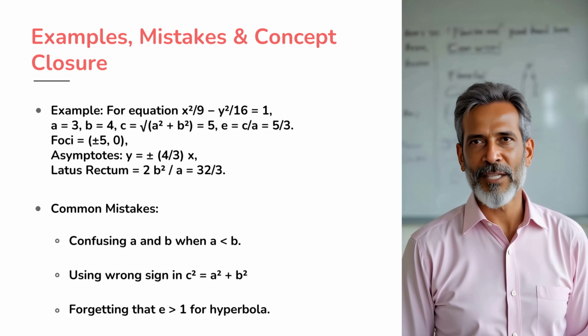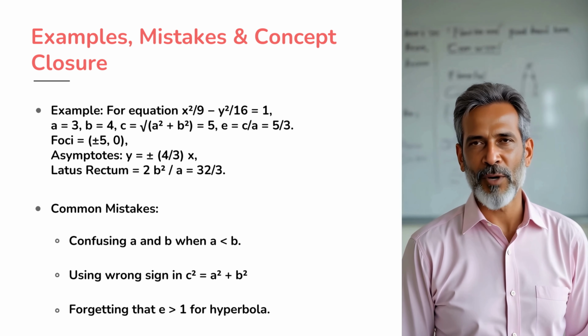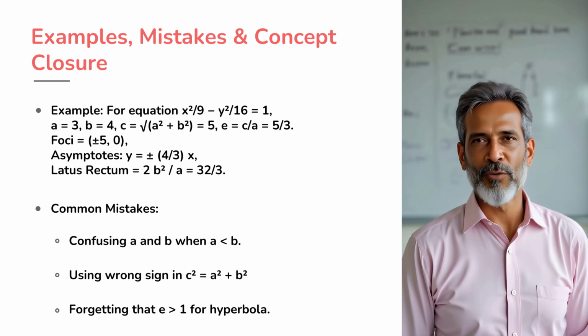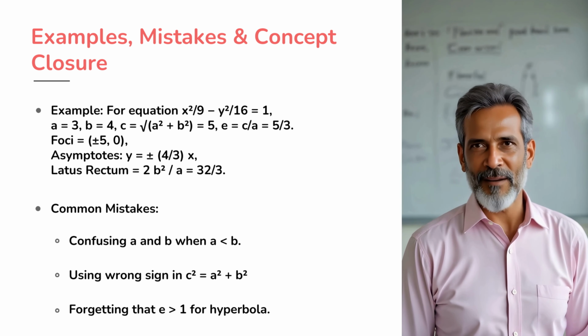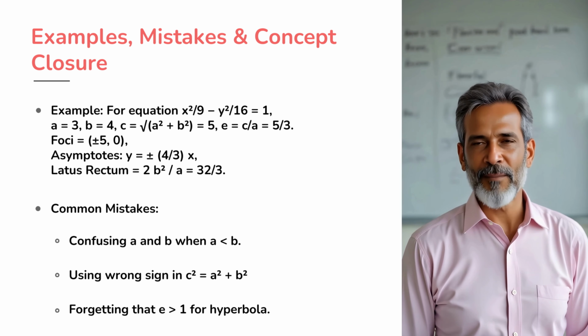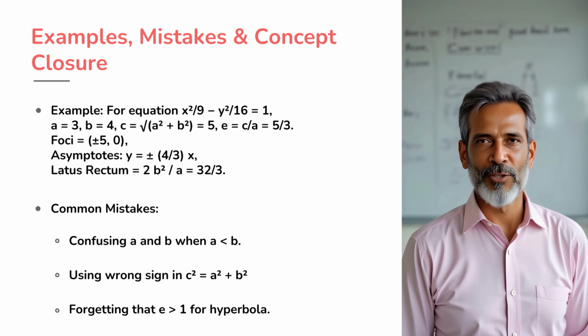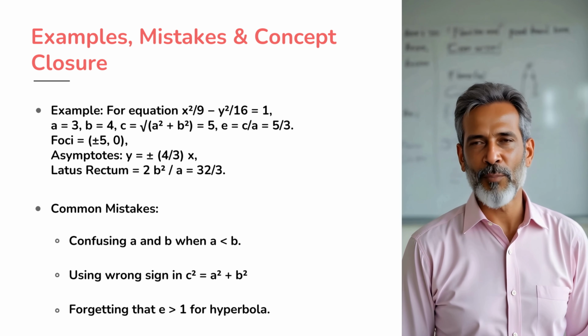Let's bring everything together. Example: for x squared by 9 minus y squared by 16 equals 1, a equals 3, b equals 4, so c equals square root of a squared plus b squared equals 5, and e equals c by a equals 5 by 3. That means foci are at plus minus 5, 0, asymptotes are y equals plus minus 4 by 3 x, and the latus rectum is 2b squared by a equals 32 by 3.